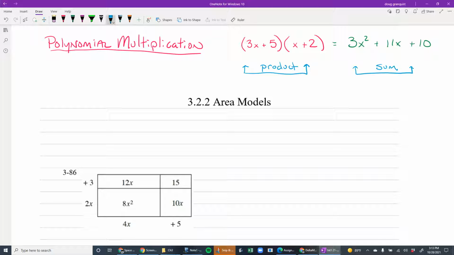Now, there's some tricks and some models that help us do that. But at the very end of this, what we're going to want to do is be able to multiply polynomials like that.